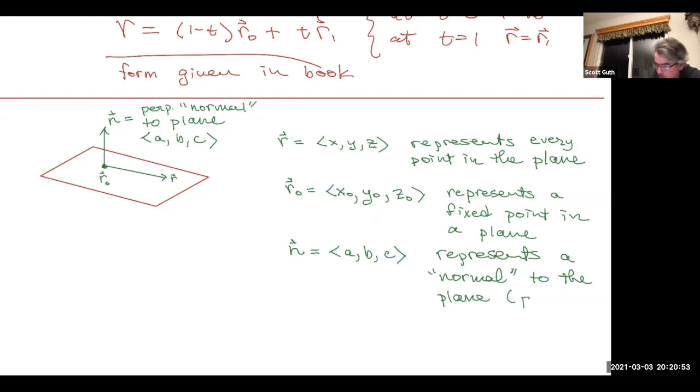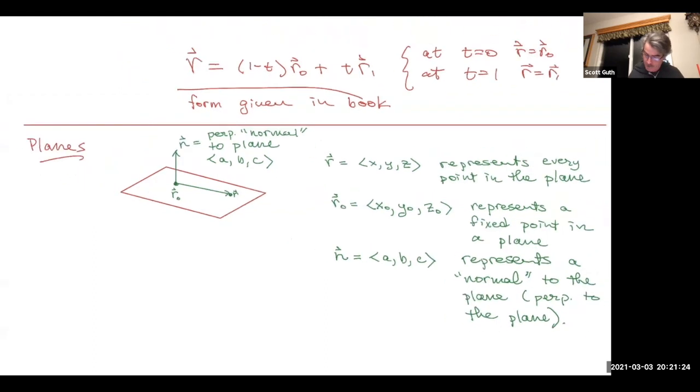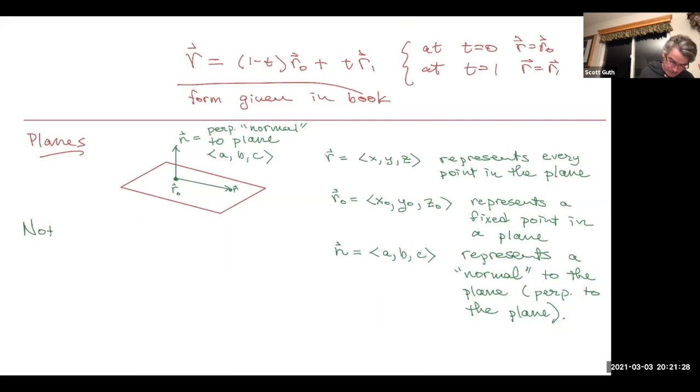Okay, so a normal to the plane means it's perpendicular to the plane. And that's the closest you can get to a direction vector for a plane. And by the way, it can point up or down. So it doesn't matter whether you give an upward normal or a downward normal, and it doesn't matter how long the normal is. And now the rest of this is pretty straightforward. Note that the vector R naught R, which is just R minus R naught, is perpendicular to N for every point in the plane.